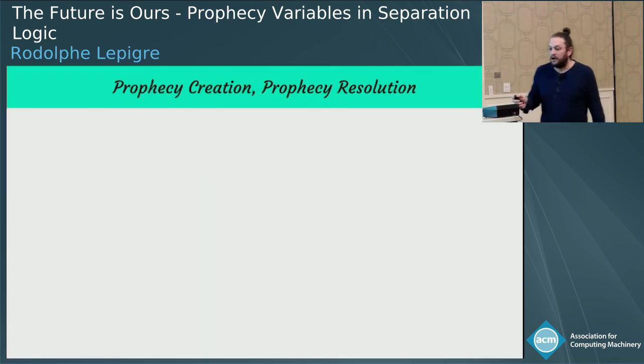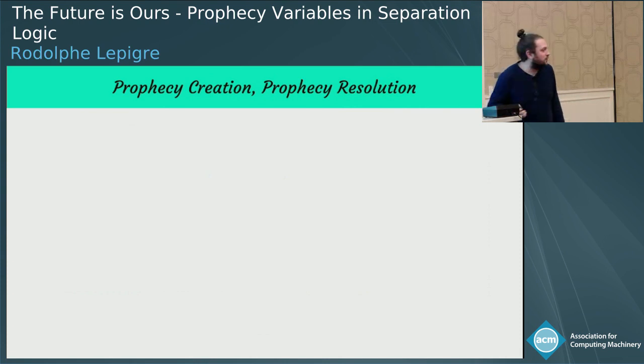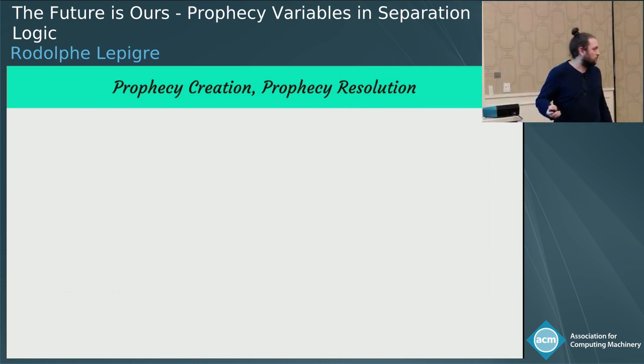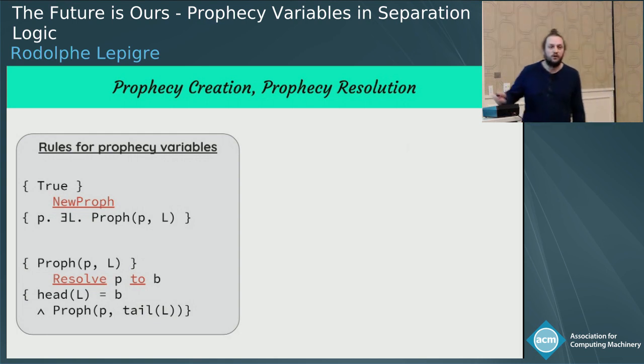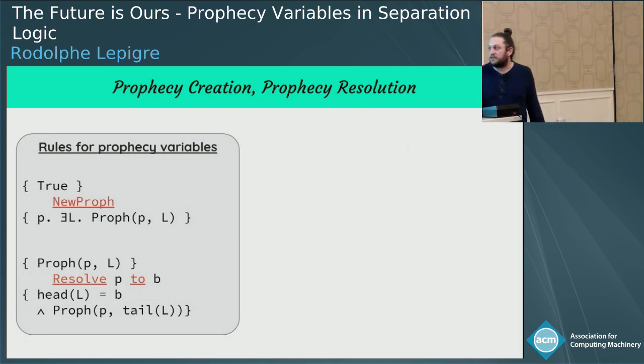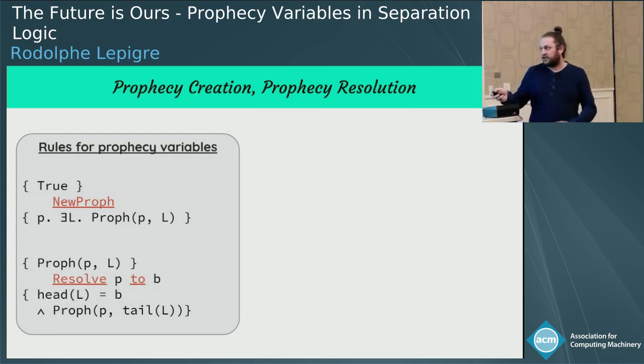Okay, so now I'm going to quickly show you the actual rules for reasoning about prophecy variables. So here are the two rules. The first one we've pretty much already seen. And the second rule, the rule for resolve, you can see that it requires as a precondition to get ownership of the prophecy assertion. And in the postcondition, it gives back the prophecy assertion, but with one less element.